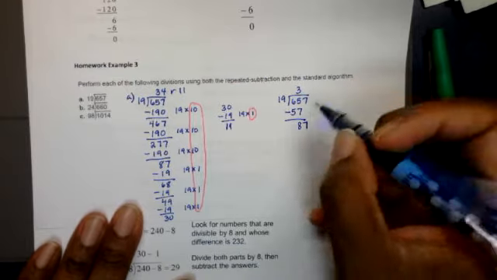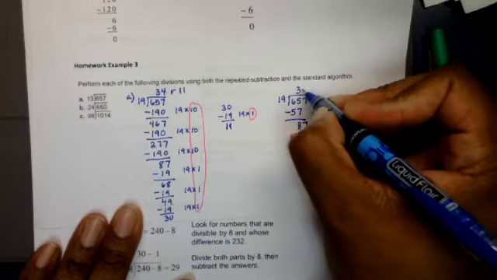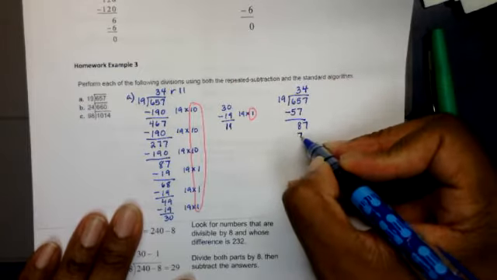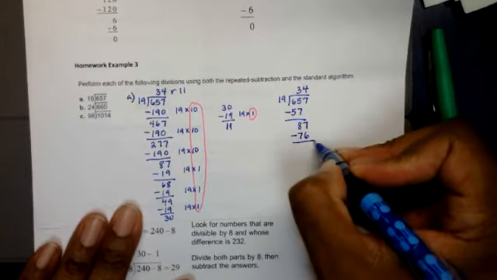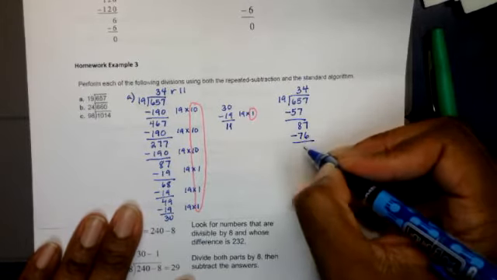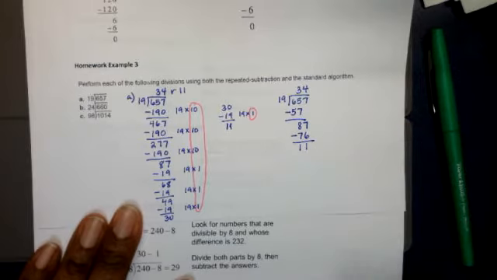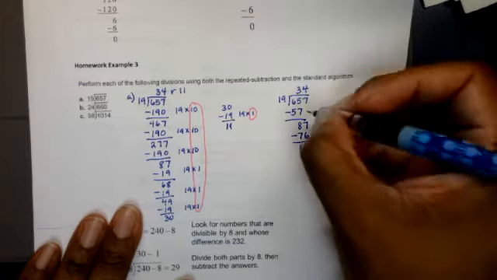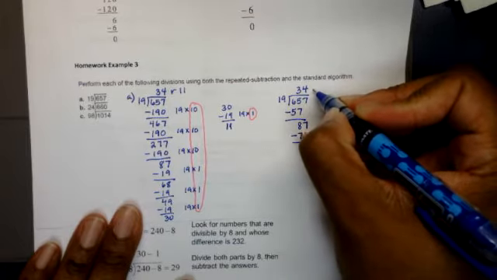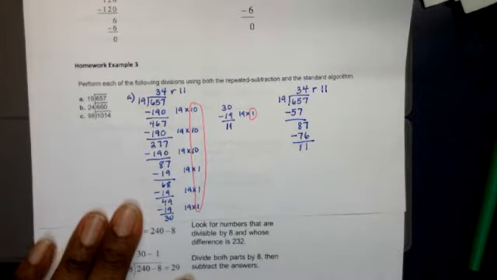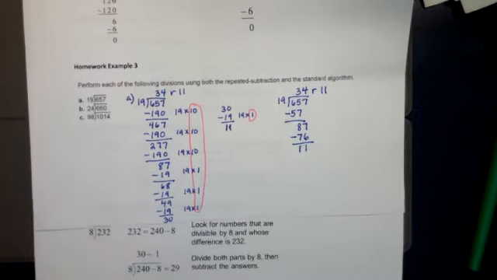And then 19 into 87 will go 4 times. 4 times 19 will be 76. Subtract 76 from 87, you will get 11. And here 11 is less than the divisor of 19. So that means this will be 34 with a remainder of 11.